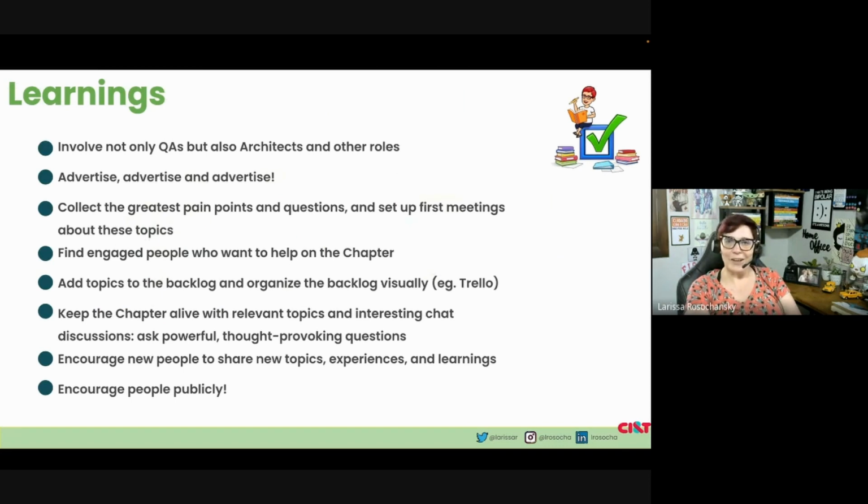And what we learned a lot is that we should involve not only the QAs, but also the architects and other roles. One thing that we noticed, for example, was that we had several QAs who asked us to do an educational session for leaders, because the leaders, the senior managers and managers, didn't know what the QA was supposed to do, or even worse: "Oh my God, the manager asked me to automate everything." I said, no, please, just don't. So we would do educational sessions with the managers as well.